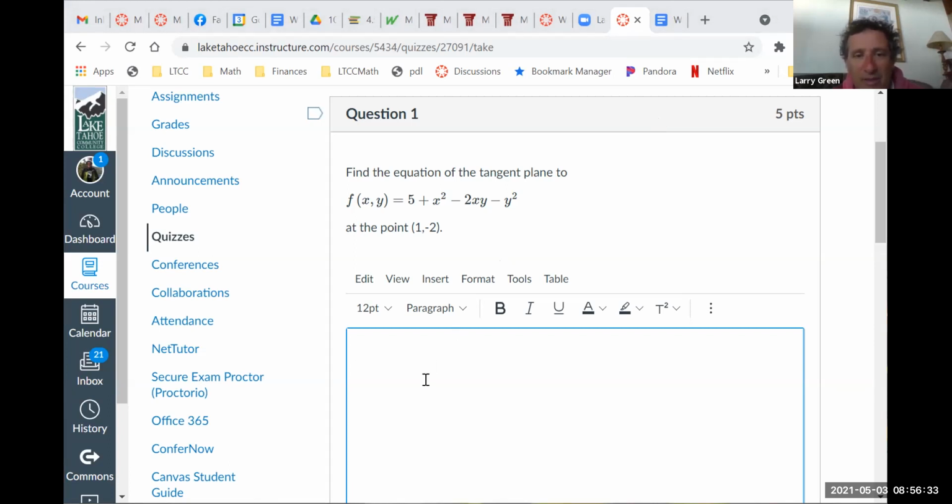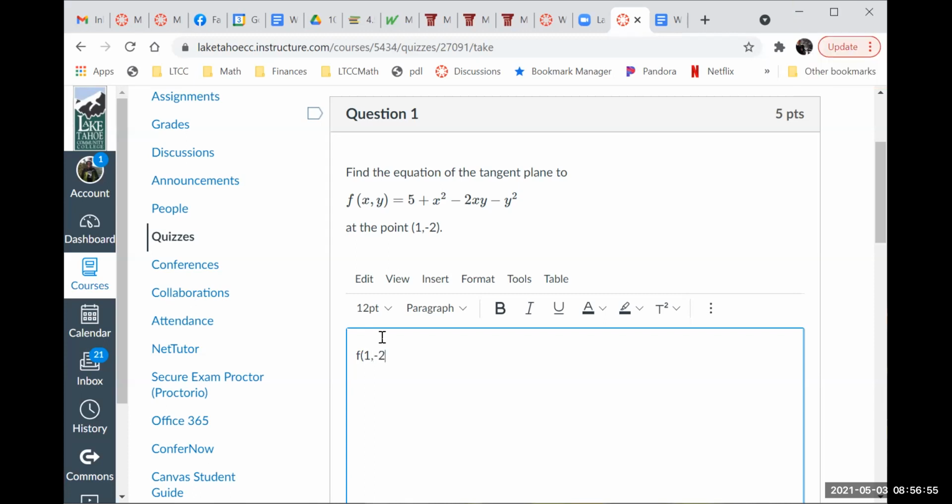A few things. So what needs to be calculated to find the equation of the tangent plane? Yeah, we need to find z at 1, negative 2, and we need to find fx and fy. So first, let's do f of 1 comma negative 2, which is our z.